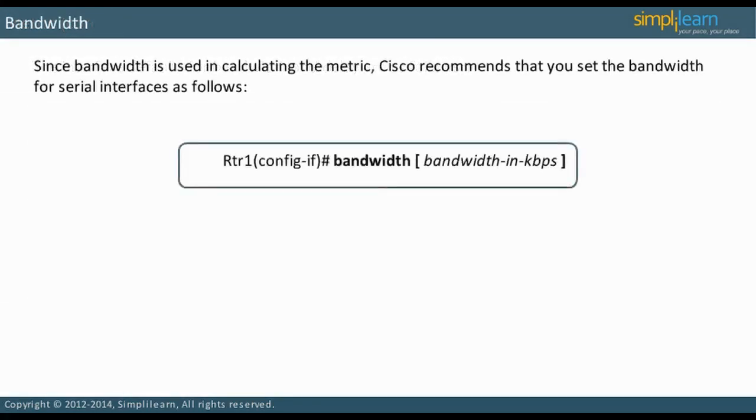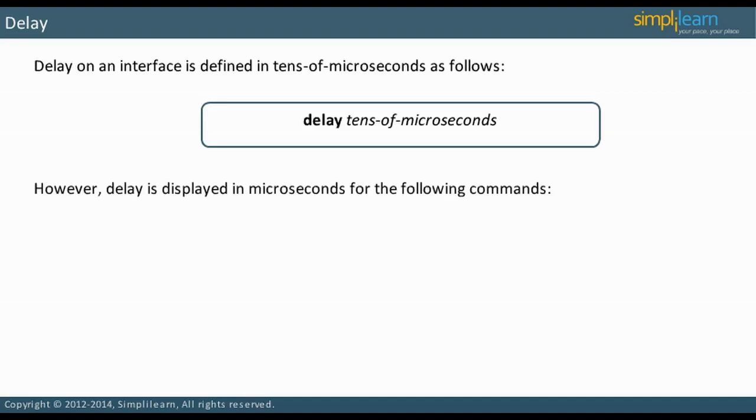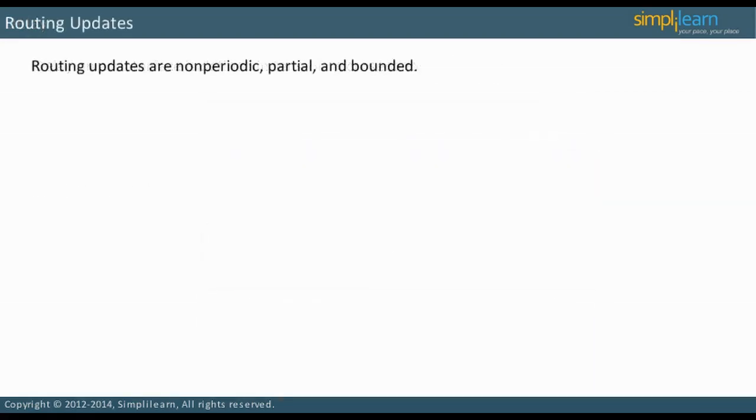Since bandwidth is used in calculating the metric, Cisco recommends that you set the bandwidth for serial interfaces as shown on the slide. Let us move on to the delay command in the next slide. Using the delay command defines the delay on the interface in tens of microseconds. However, delay is displayed in microseconds for the commands shown on the slide. In the next slide, let us discuss routing updates.